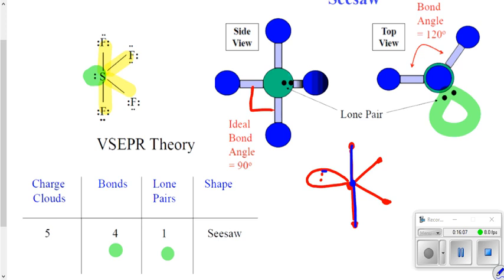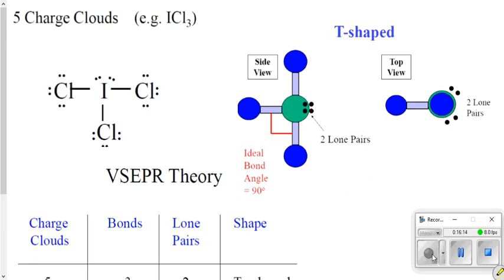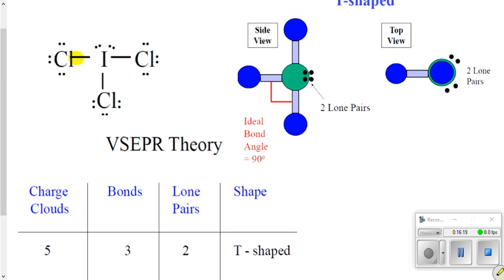Let's try another one where we replace yet another one of these bonds with a lone pair. In the molecule iodine trichloride, we still have 5 charge clouds. You have 3 bonds, and you have a pair of electrons here and a pair of electrons there. So there's 2 lone pairs. There's still 5 charge clouds. Thinking back to our original shape, where is the best and most space that we can put a second pair of electrons? Again, the answer is that it had to have been from the planar part.